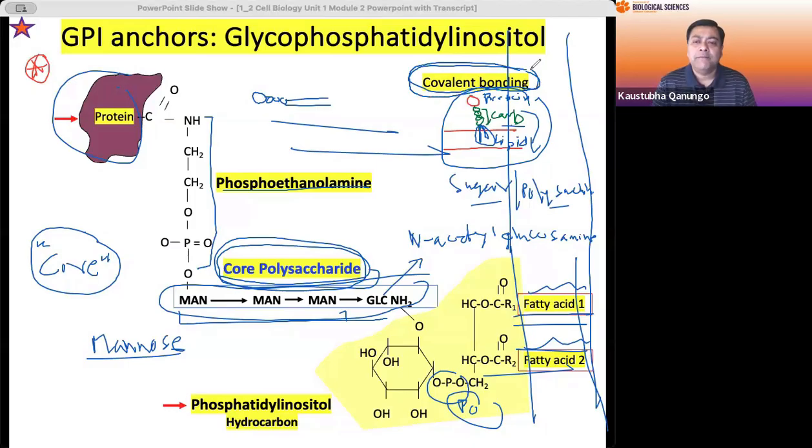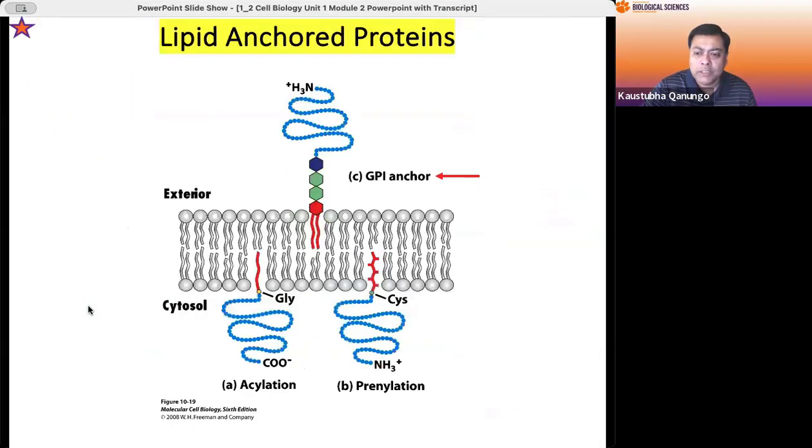So if I give you a thing where you have a protein with a core polysaccharide bonded with the phospholipid by covalent bonding, what kind of protein it is or what kind of lipid it is, just remember that it is a lipid-anchored protein, which is a GPI anchor, or glycophosphatidylinositol. There is no other protein, carbohydrate, and phospholipid connected this way other than this. So this is a very unique one. Make sure that you remember that.